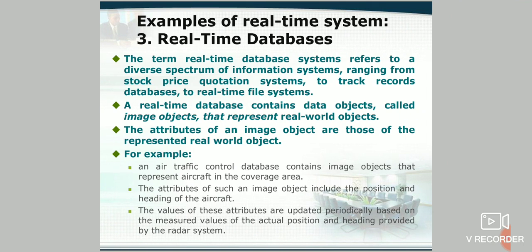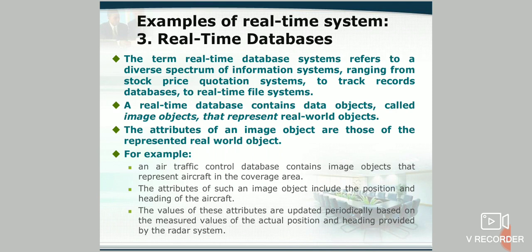So the third example is the real time database. The term real-time database refers to a diverse spectrum of information systems, ranging from stock price quotation systems to track record databases to the real-time systems. A real-time database contains objects which can be called image objects if the object carries the images and represents the real world objects. So the attributes of an image object are those of the real world objects.